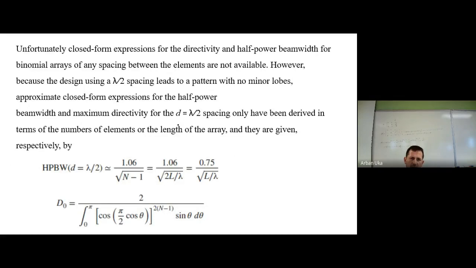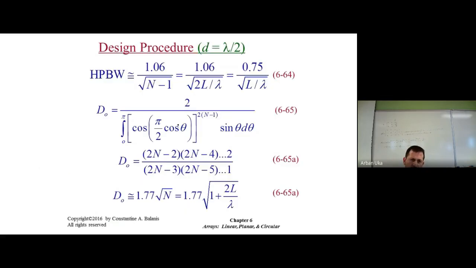Now, once we determine the excitation coefficients for a specific antenna, we have to determine the half power beam width and also the directivity. And these expressions, we can derive those, or we can take them, of course, directly from the textbook. That could be easier. And these are expressions that we can include in the cheat sheet. What I noticed is that chapter 6 did not have a cheat sheet or list of equations at the end of the chapter, probably because there are too many.